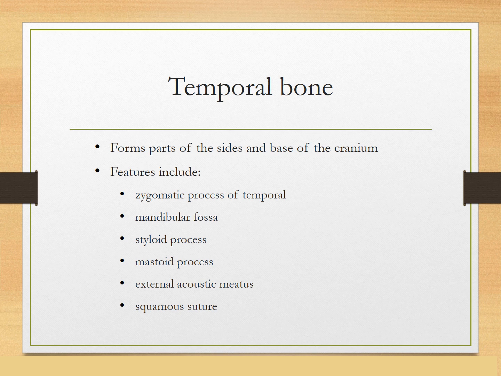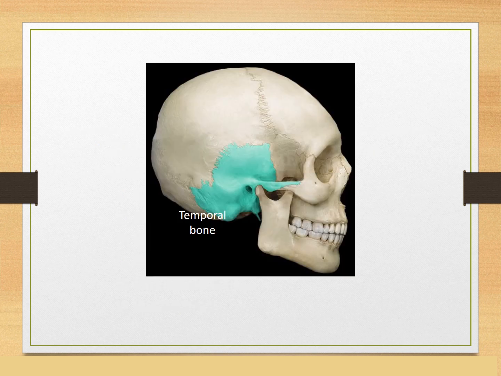The opening that allows sound waves to enter into your ear is called the external acoustic meatus. And the squamous suture is what articulates the temporal and parietal bones. So squamous meaning squished, like we talked about types of epithelial tissue. So it's kind of an irregularly shaped suture.